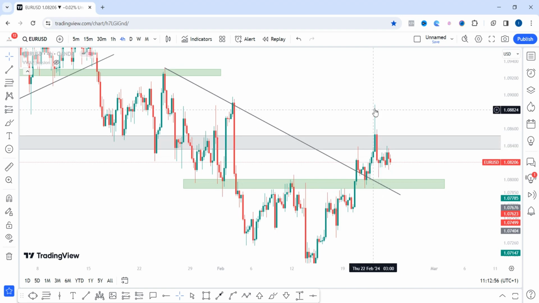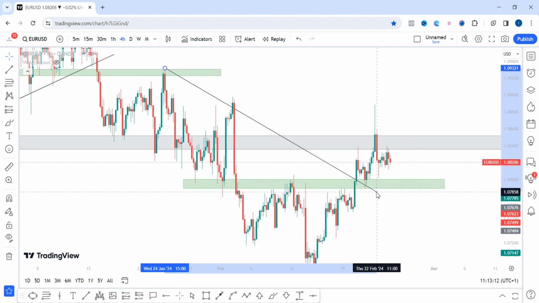Of course, price made its way all the way to this supply area before giving that massive rejection. But the point here is price respected this gray zone, right? You can see price came back and closed below that zone, and now price is bouncing within that zone.